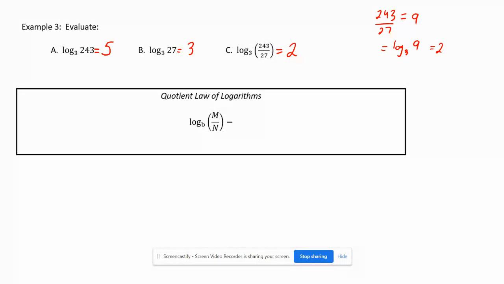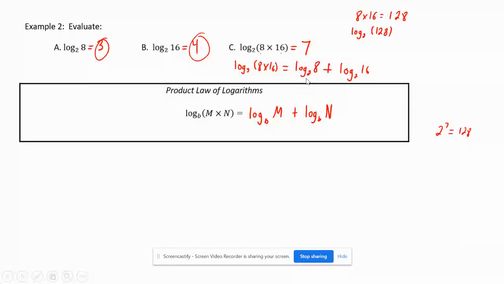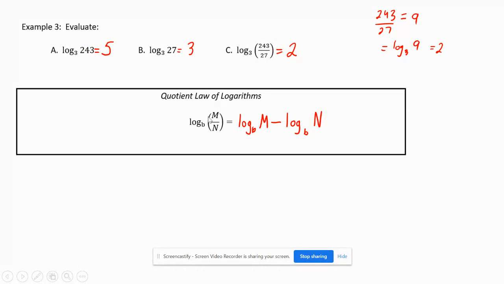So generalizing that to this quotient law of logarithms, log base b of m over n is log base b of m minus log base b of n. Okay, so looking back at the product law, when you were multiplying these two numbers inside the brackets, we can separate them using addition. For the quotient law, when you were dividing these two numbers inside the argument, you can separate them using subtraction.